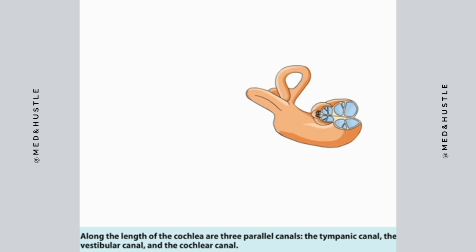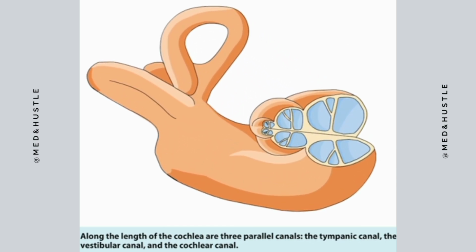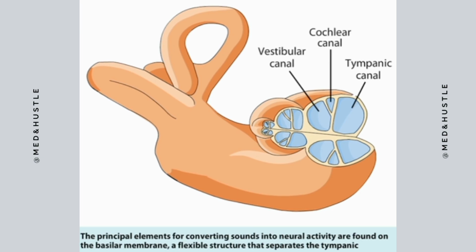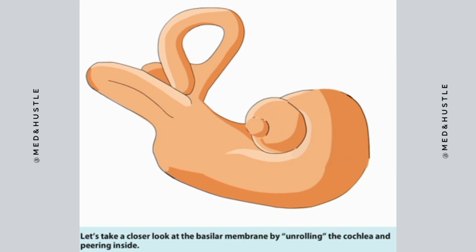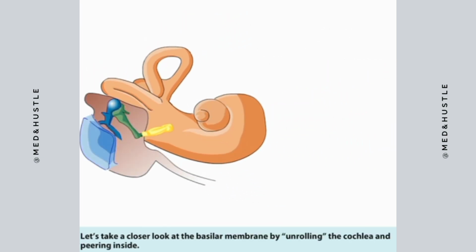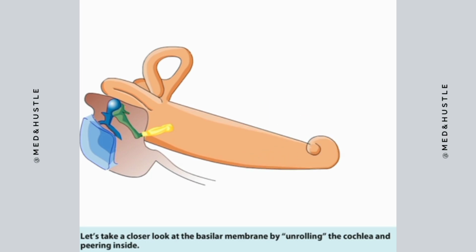Along the length of the cochlea are three parallel canals: the tympanic canal, the vestibular canal, and the cochlear canal. The principal elements for converting sounds into neural activity are found on the basilar membrane, a flexible structure that separates the tympanic canal from the cochlear canal. Let's take a closer look at the basilar membrane by unrolling the cochlea and peering inside.